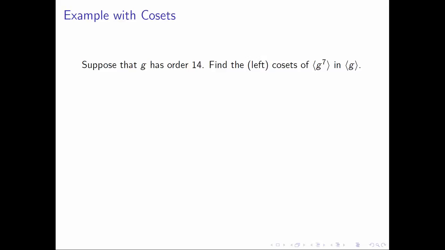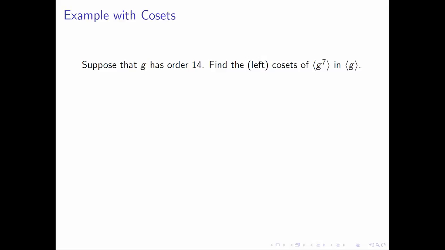So here's the question we're going to solve. Suppose that little g is an element that has order 14. Recall this means that g to the 14th power is the identity, and g to the k power, where k is a positive integer less than 14, is not equal to the identity. If we suppose that g has order 14, let's try and find the left cosets of the group generated by g to the 7th and the group generated by g.